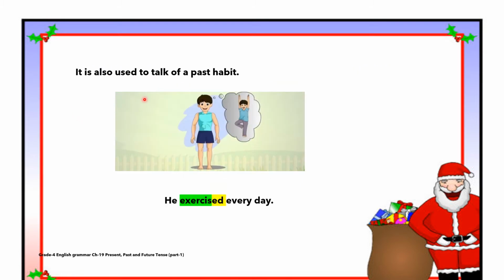It is used to talk about a past habit. For example, he exercised every day. Past habit means, children, the action which you were doing in the past and now you don't do. Now you have stopped doing that. So it is a past habit. For that also we will use past tense.